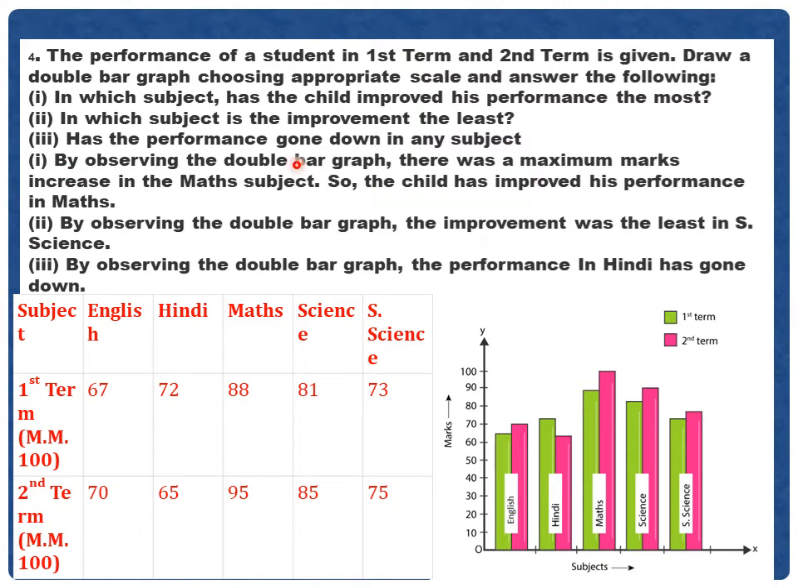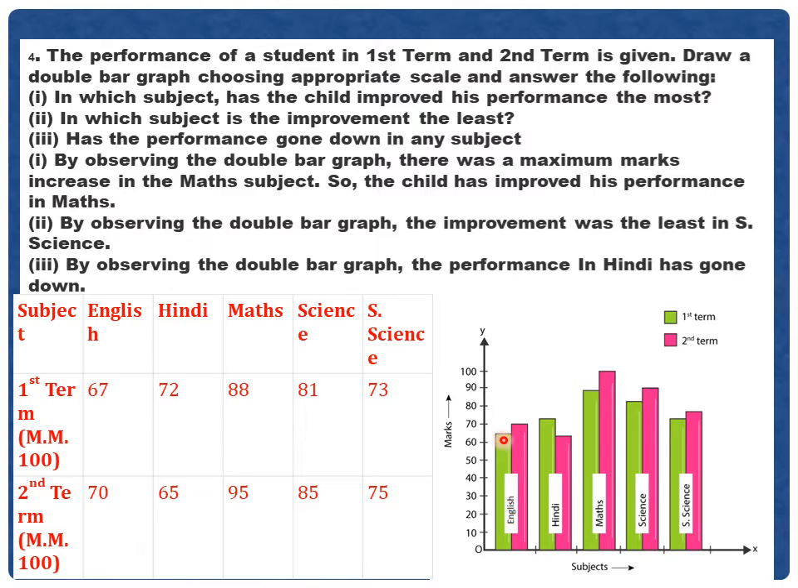By observing the double bar graph, here is the bar graph. Here it is given the subjects English, Hindi, Math, Science and Social Science. So the first term marks is, first is 67 and the second term 70, 72, 65, 88 and 95, 81 and 85, 73 and 75. These are the marks. So first we can draw the graph for this one. So green represents the first term and the pink represents the second term. So this is for English.